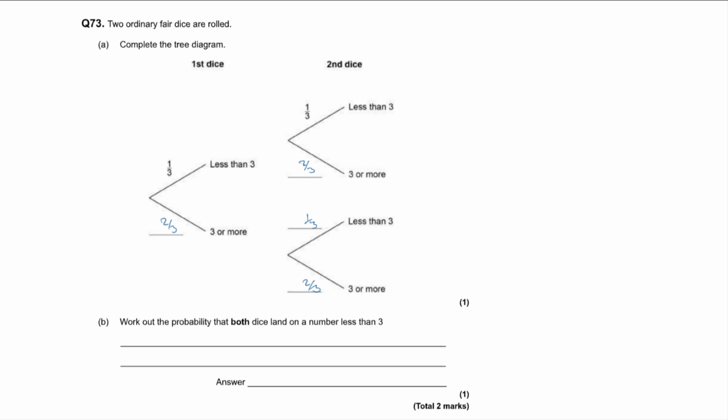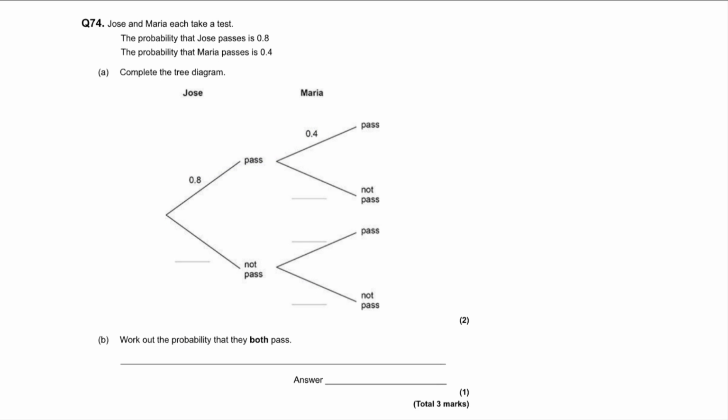Work out the probability that both dice land on a number less than 3. So which route is that? That's less than 3 and less than 3. In probability, and means multiply. So we're going to do the probability of 1/3 times the probability of 1/3, and that's 1/9 then, isn't it? Okay, 1/9.